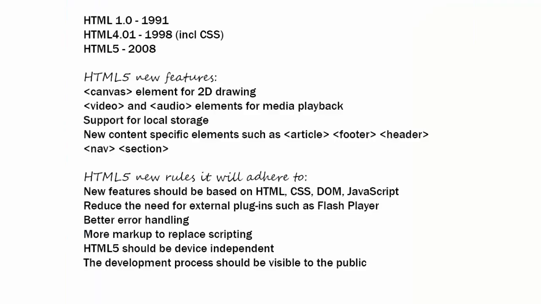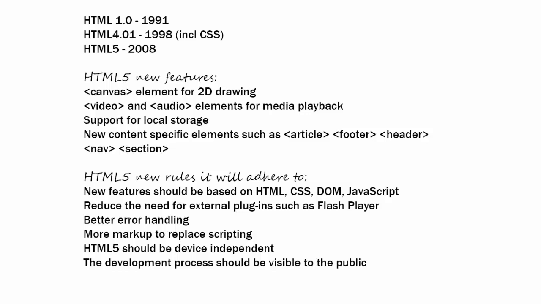HTML has undergone various versions since its inception in 1991 as version 1.0. Version 1.0 included only 20 elements, 13 of which were still part of HTML 4.01. In 1998, HTML 4.01 included CSS, an easier way to control presentational elements such as color, fonts, and backgrounds. HTML5 is the latest version since 2008 and is still a work in progress.